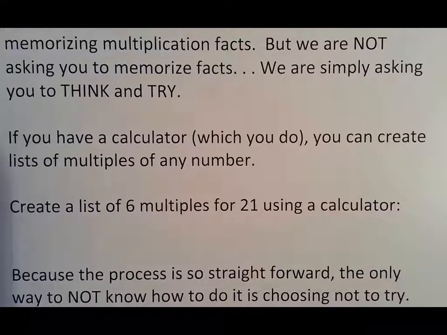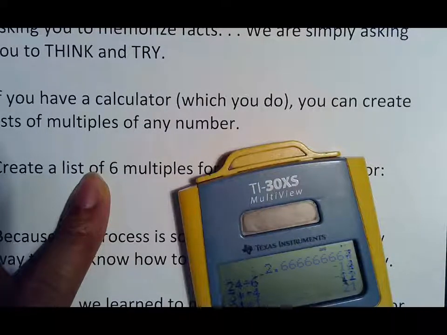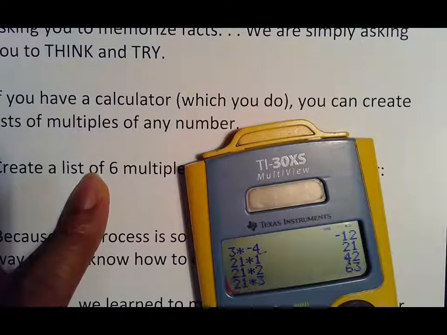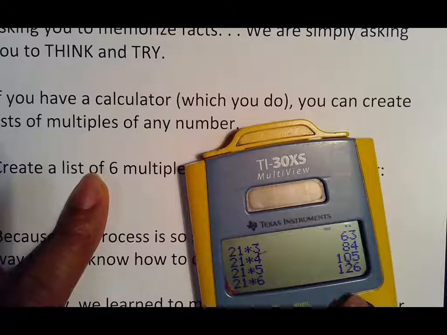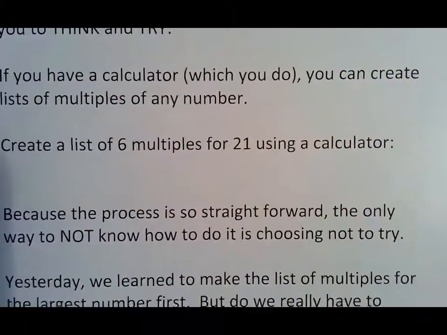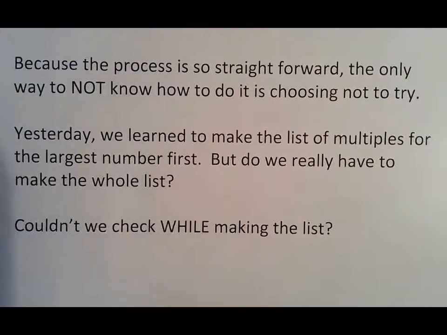If you have a calculator, which you do, you can create lists of multiples of any number. So if you were to create a list of 6 multiples for 21, so let's say 21 was my number and you wanted the first 6, you would do 21 times 1, 21 times 2, and so 42, 21 times 3. There's your third, 21 times 4. There's your fourth, 21 times 5. There's your fifth, 21 times 6. So those are your multiples right there. There's no excuse why you can't find those numbers because all you have to do is use your calculator and type them in. So as long as you can make the list of multiples, I also think that you can pick them out. Because the process is so straightforward, the only way not to know how to do it is just choosing not to try.